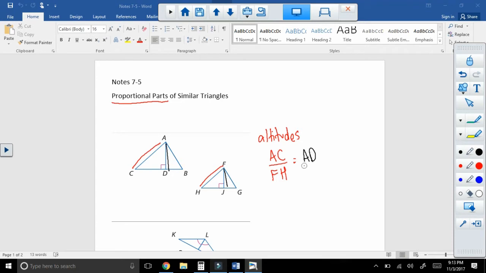So AD to FJ. Essentially just match up the corresponding parts and set them proportional when you know those triangles are similar. And really everything in this section, they will be similar. So we'll be able to get through these, I think, pretty quick.